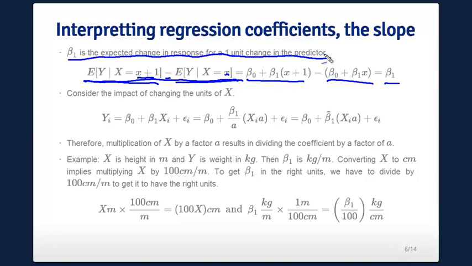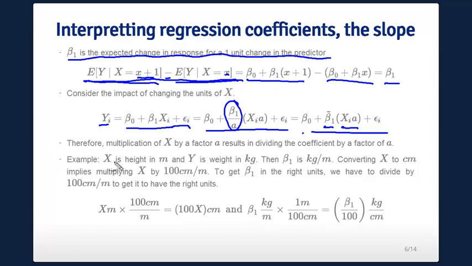What happens if we do some sort of unit change of x by multiplication? We have y_i equals beta naught plus beta 1 x_i plus error. Then we multiply and divide by an a, and we wind up with the same regression model, but now with x times a as the predictor and beta 1 tilde as our slope, where beta 1 tilde is beta 1 divided by a. So multiplication of x by a factor of a results in dividing the coefficient by a factor of a. It's easy to get messed up in these calculations, but if you keep track of the units, then it's easy.